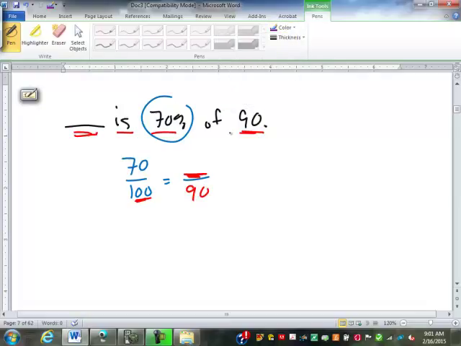And now to find the missing number, what do we do? Cross multiply. 70 times 90 is 6,300, divided by 100. So that's 63.